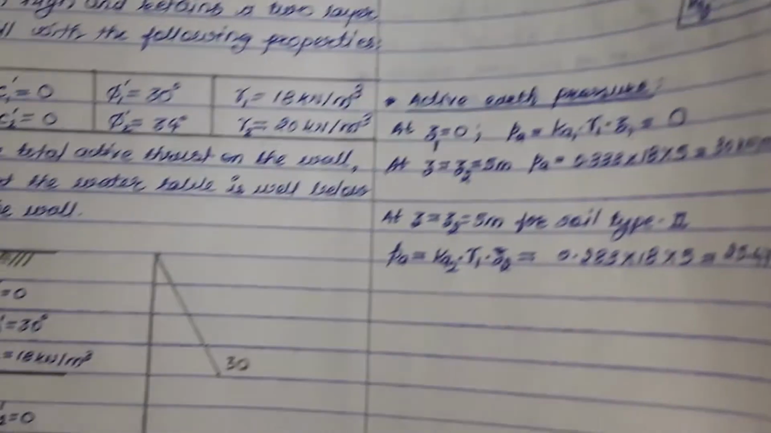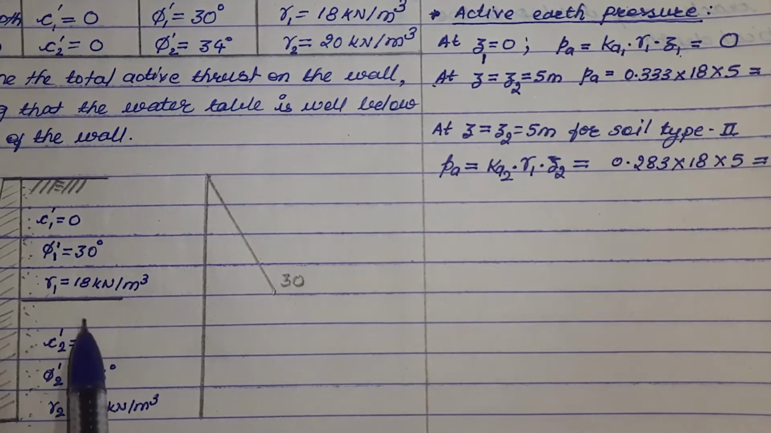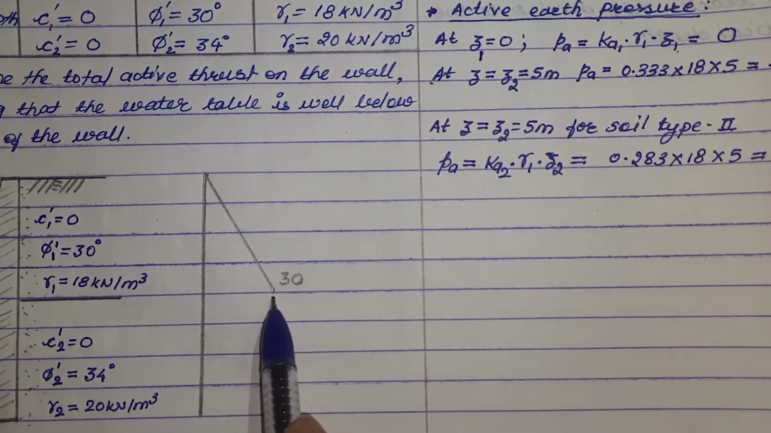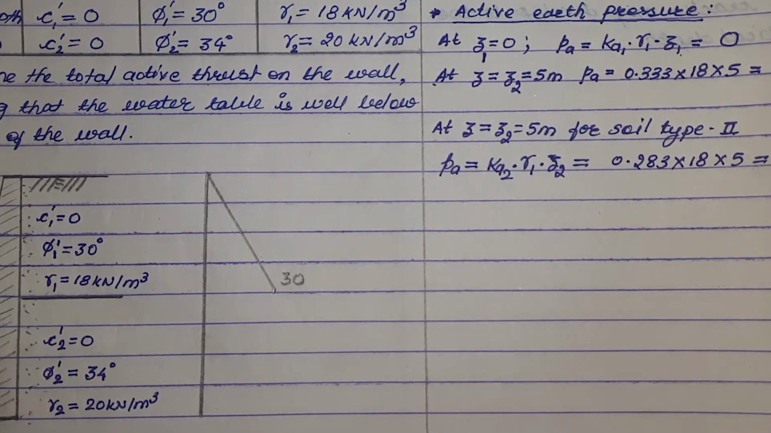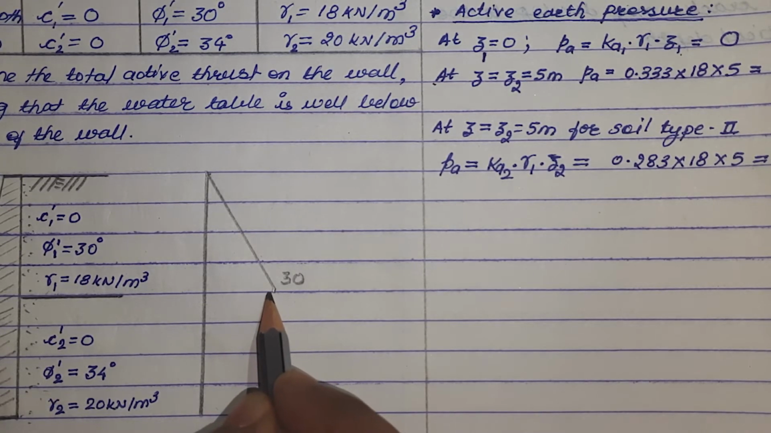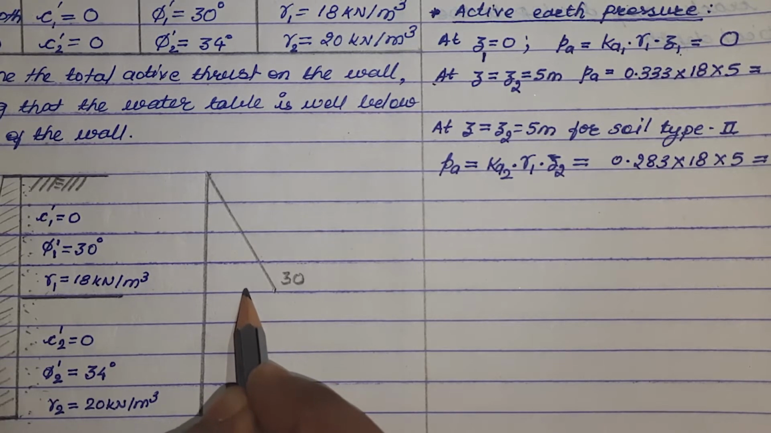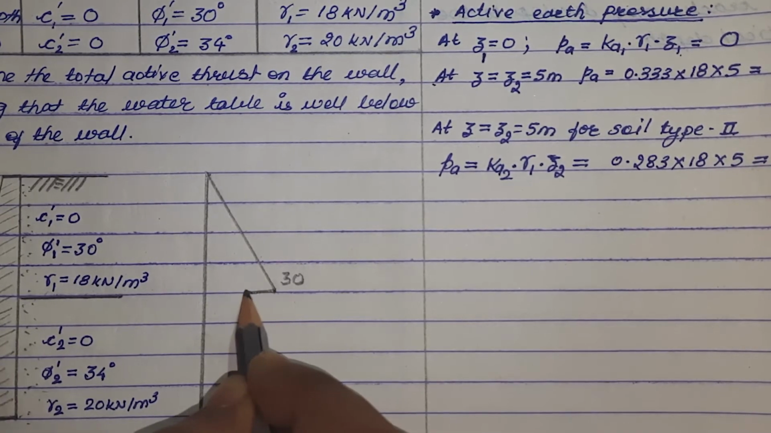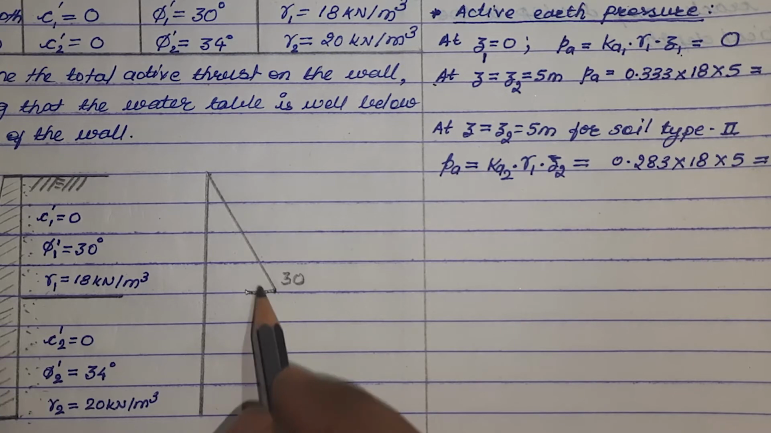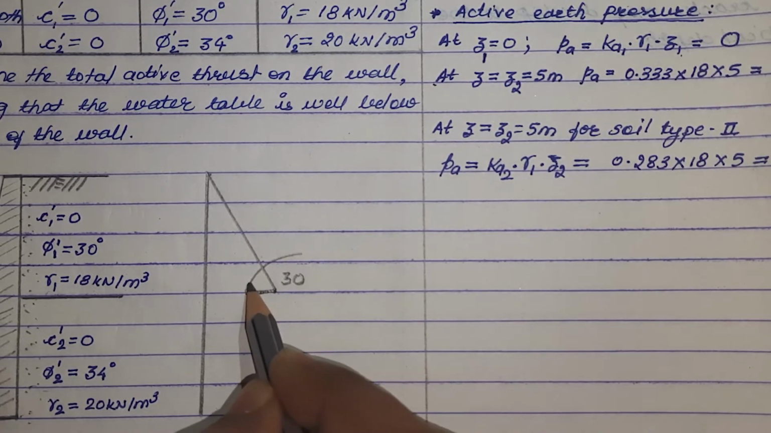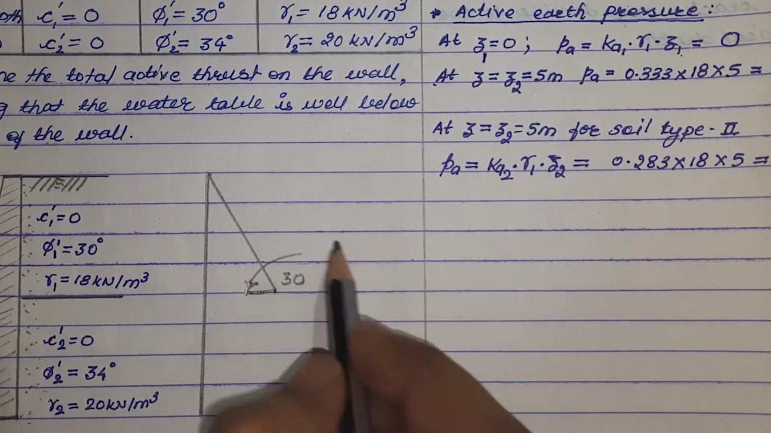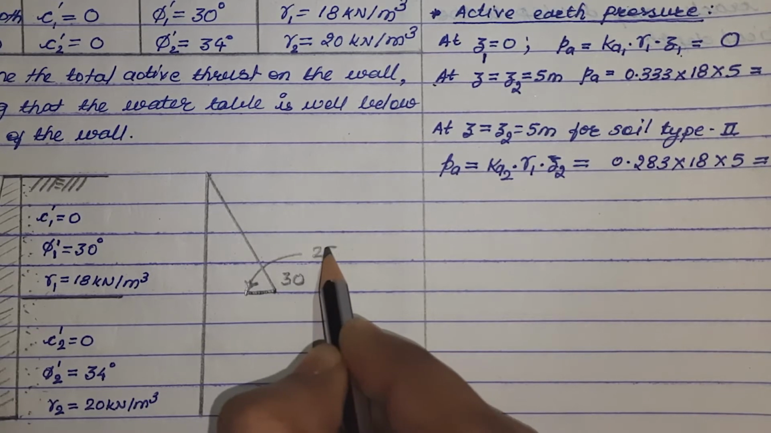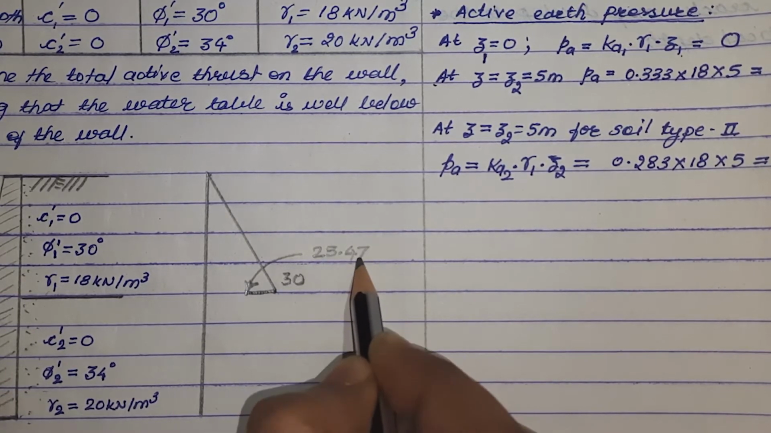This means what? This means at this interface, this value is 30, and due to the change in the type of soil, this pressure will reduce to 25.47. So here, this point will indicate pressure 25.47.